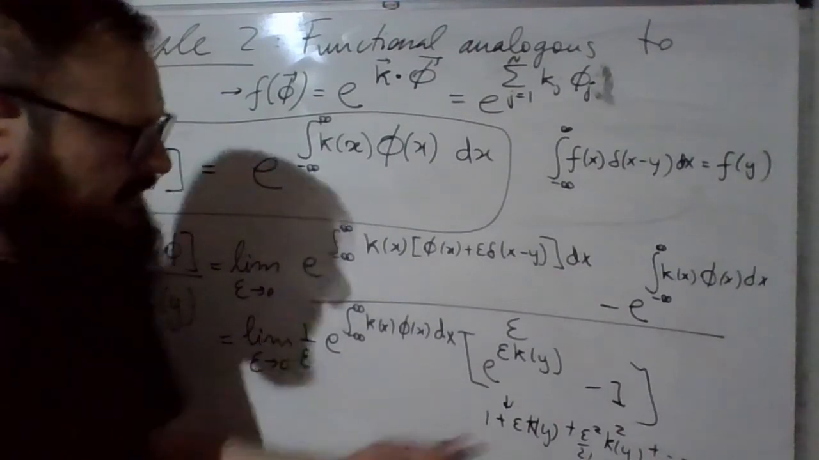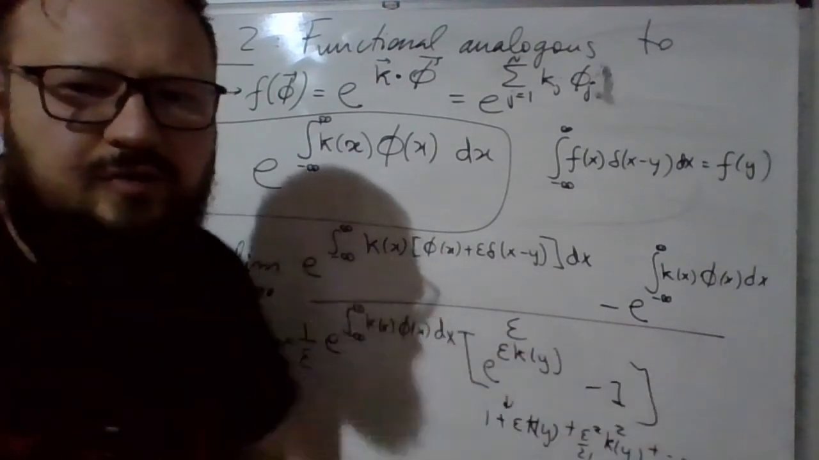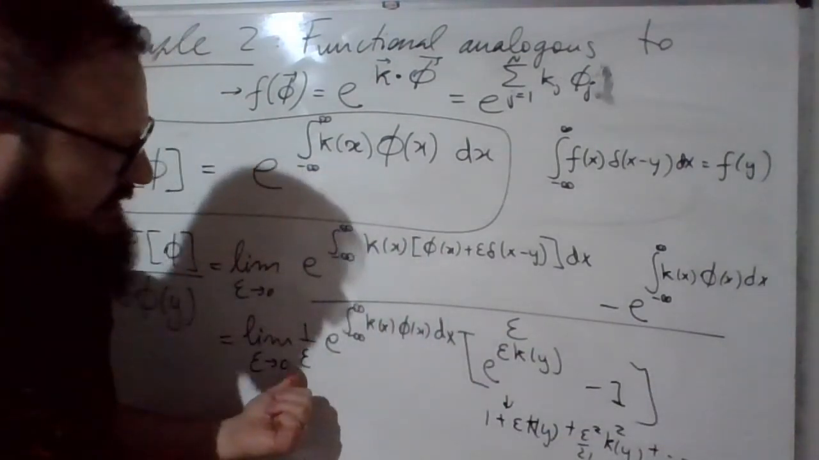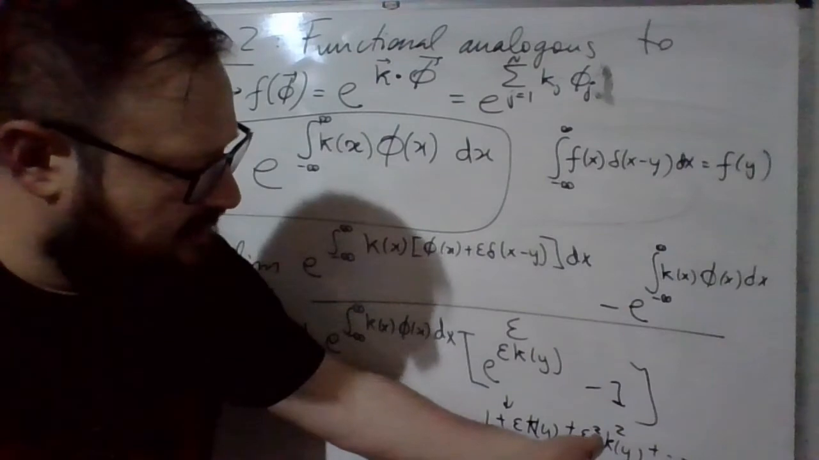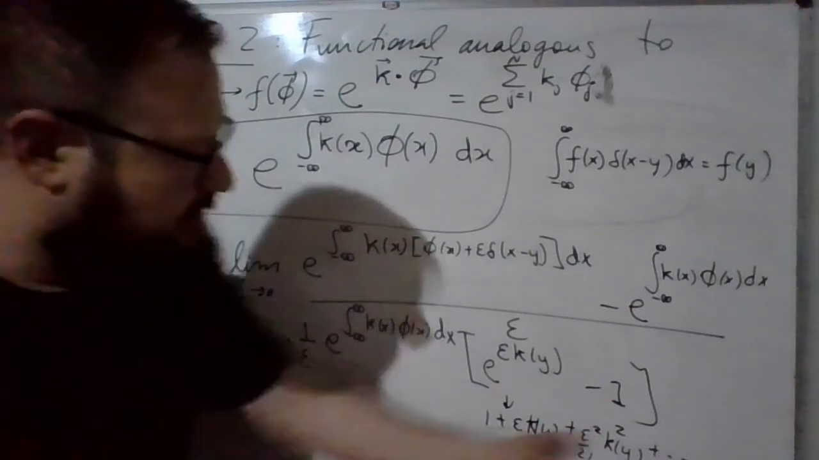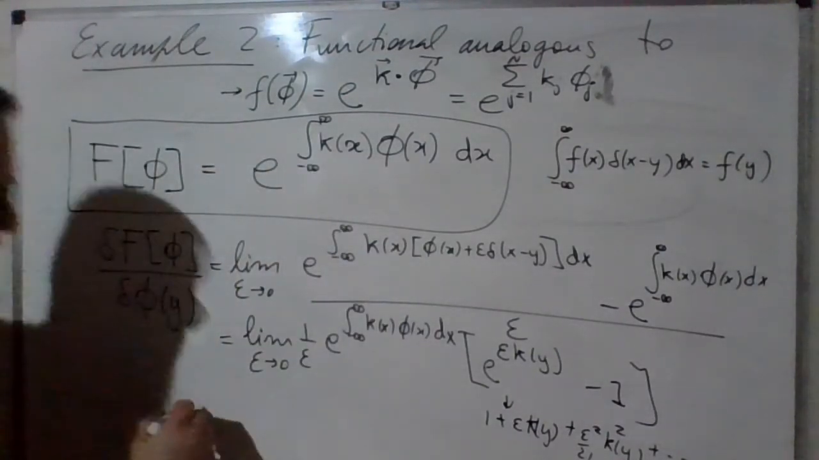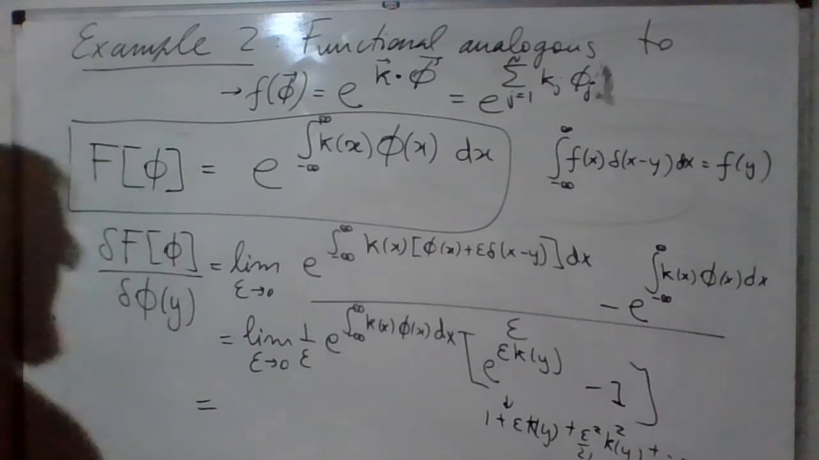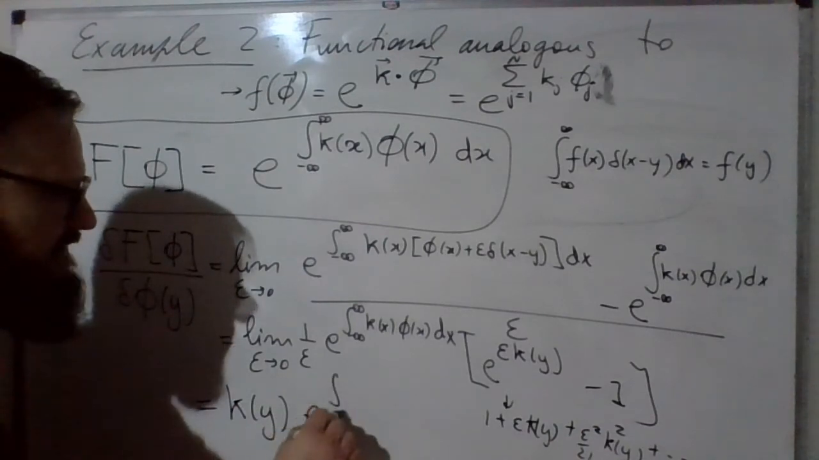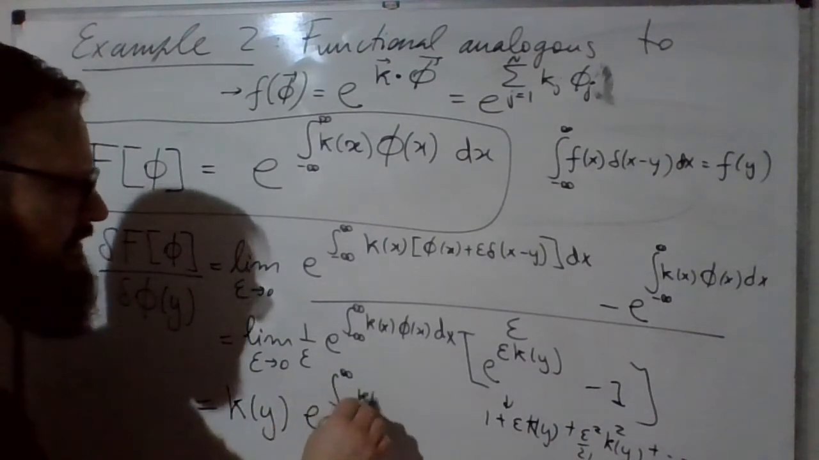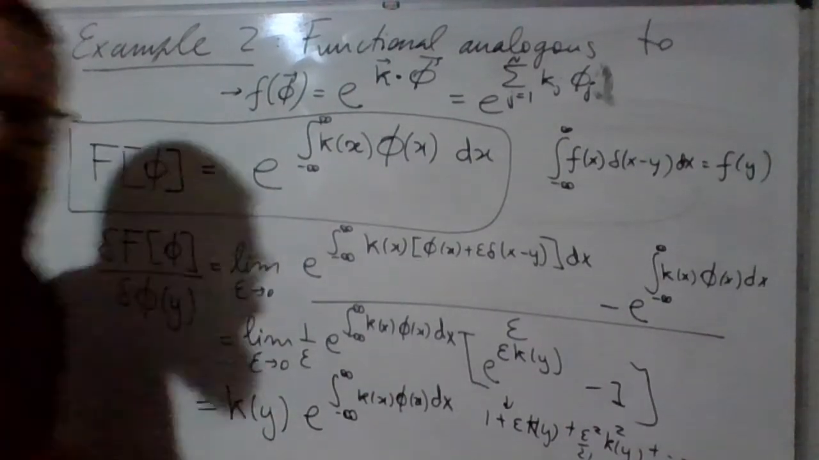And the following terms are higher order in epsilon: epsilon squared, epsilon cubed, and so on. And when you divide by epsilon and take the limit epsilon going to zero, these terms go to zero, because epsilon squared divided by epsilon goes to zero, and all the higher order terms go to zero. So in the end, you have as a result k of y times the exponential of this integral. Okay, this is the result.